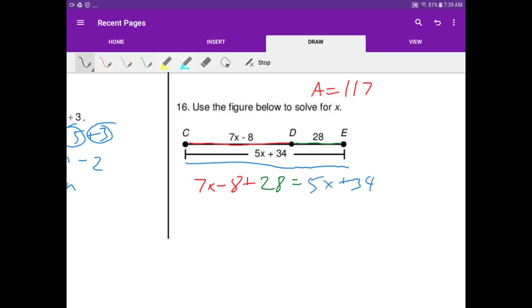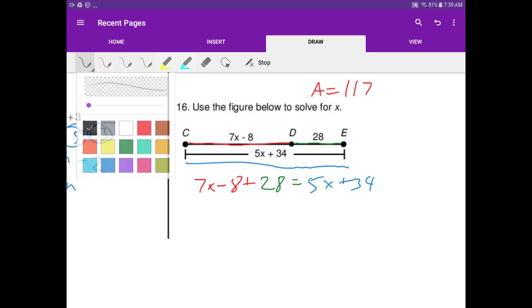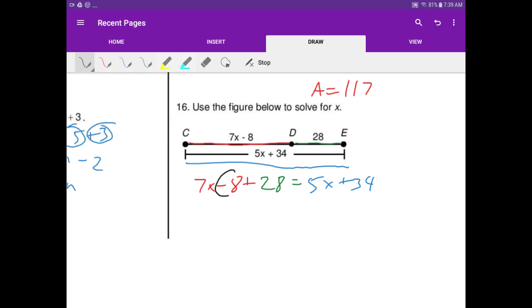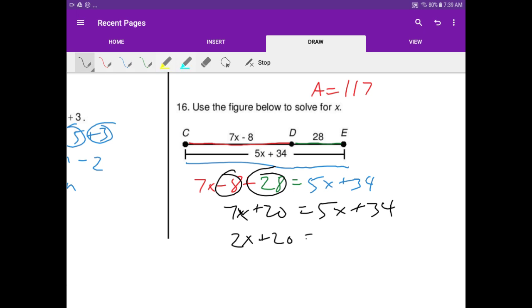So what I'll need to do is combine like terms. So these need to be combined. So it's going to be 7x plus 20, that's an x here, equals 5x plus 34. So from here is just algebra. Subtract 5x, you get 2x plus 20 equals 34. Subtract 20, you get 2x equals 14, and then x equals 7 is the answer.